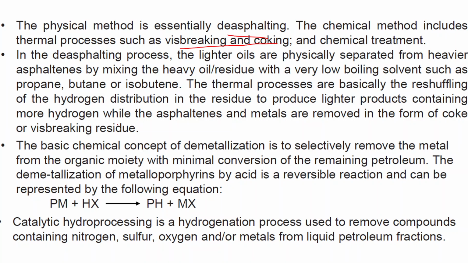And the basic chemical concept of demetallization, which we will be talking about here, is the removal of metal from the organic moiety with a minimal conversion of the remaining petroleum. So basically, porphyrinic metal is treated using an acid, which is HX, and the porphyrinic metal is stabilized. That is, this is the metal, and with the treatment of acid, it forms the metal salt of the porphyrinic metal.